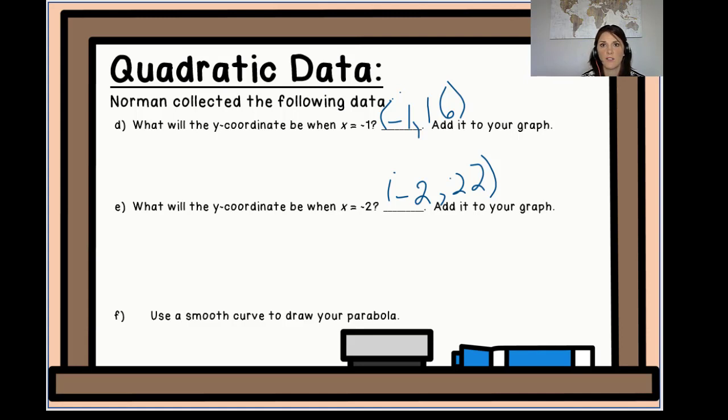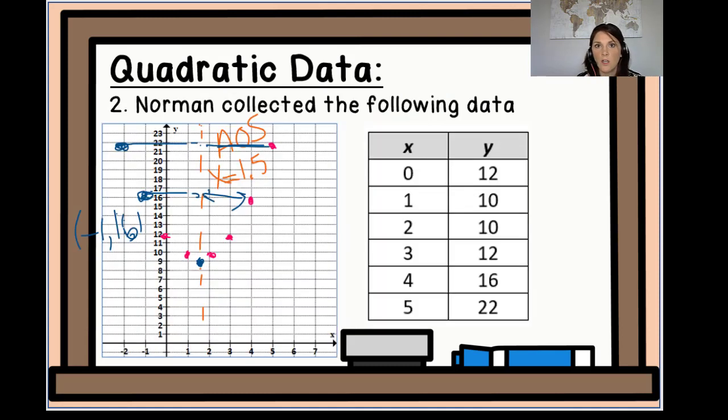The next thing we're going to do is make a smooth curve and draw in our parabola. Okay, so we're going to go ahead and draw a smooth curve and connect our dots. So I like to start at the vertex of the parabola and draw up in either direction here.